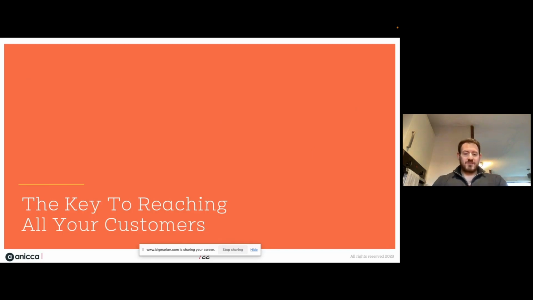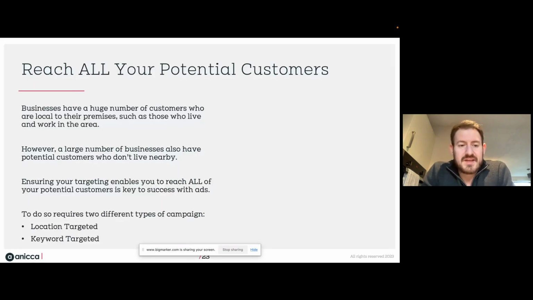So moving on to the key to reaching all of your customers. Bearing all of the information we've just discussed in mind and all of the different targeting options, how can we reach all of our potential customers? Businesses have a huge number of customers who are local to their premises, such as those who live or work in a particular area or a particular city.